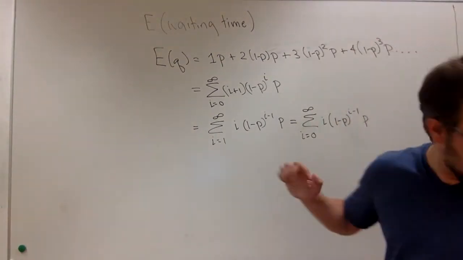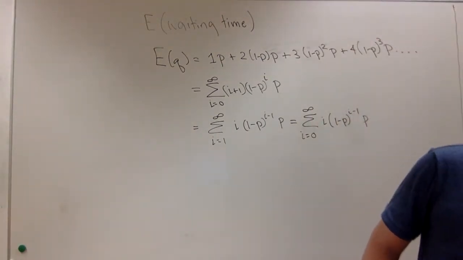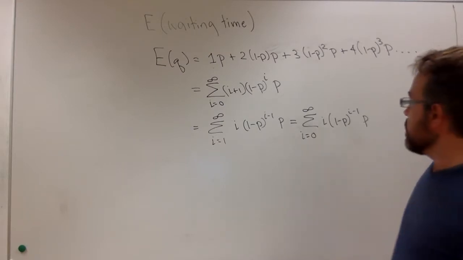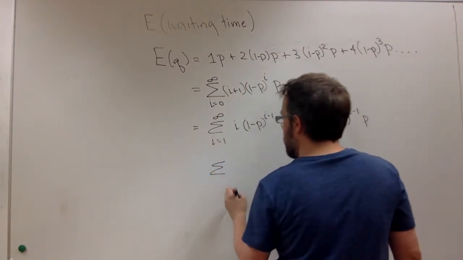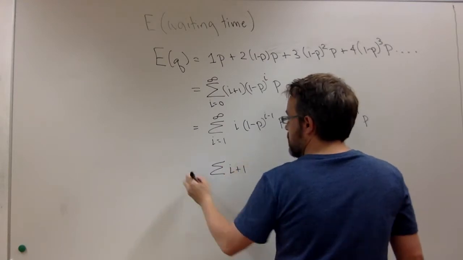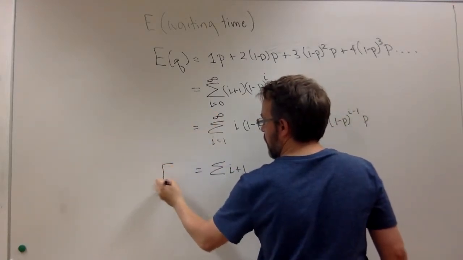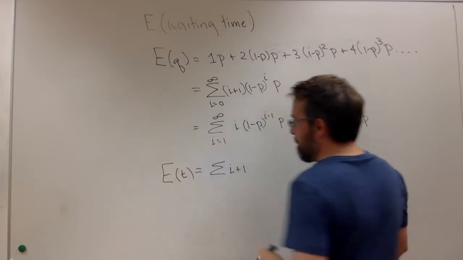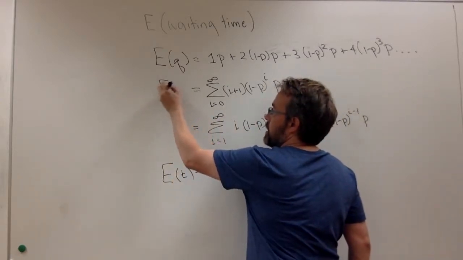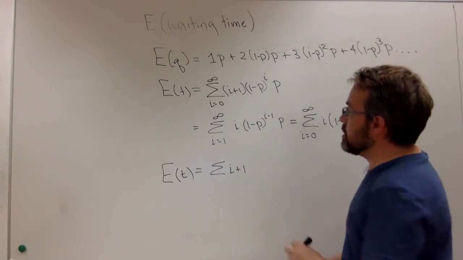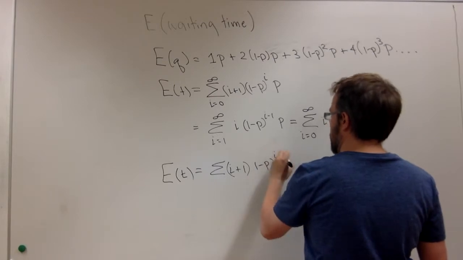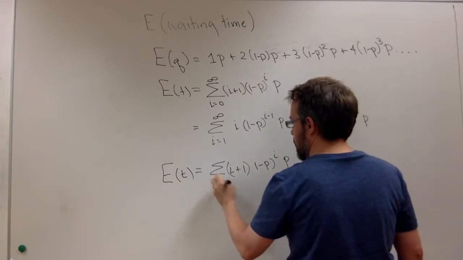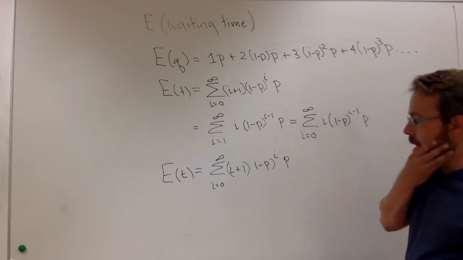Okay, so let me refer to my notes for one second. Okay, so let's work with this one. With this one, we've got the expectation of the time. This should have been expectation of time. The expectation of the time is equal to this thing here.